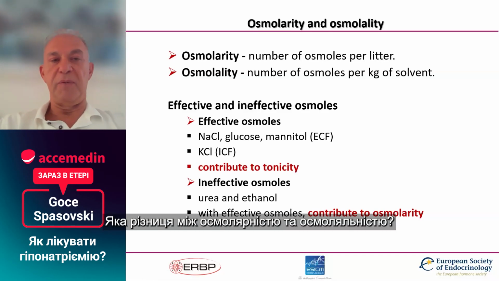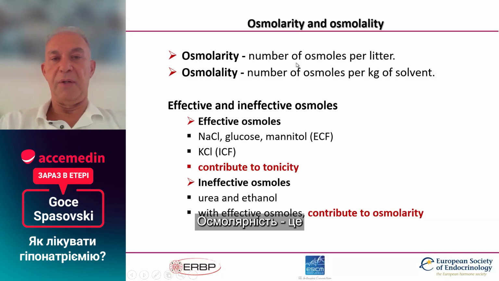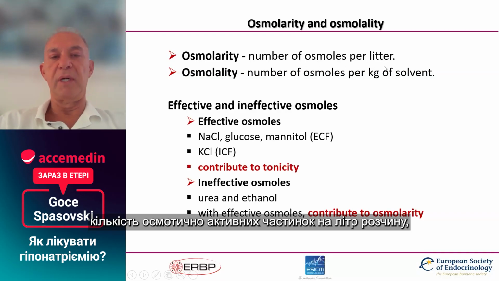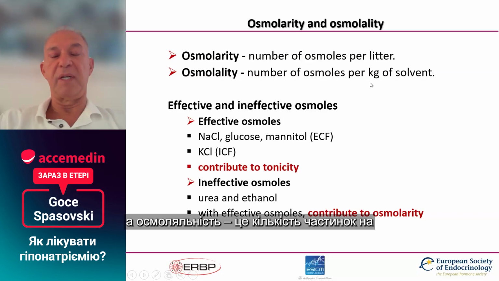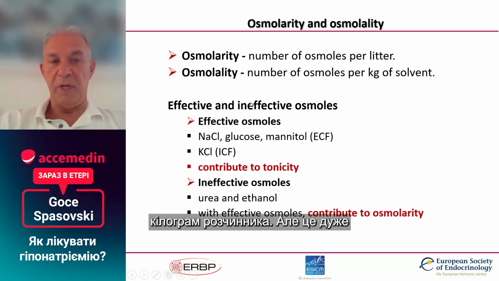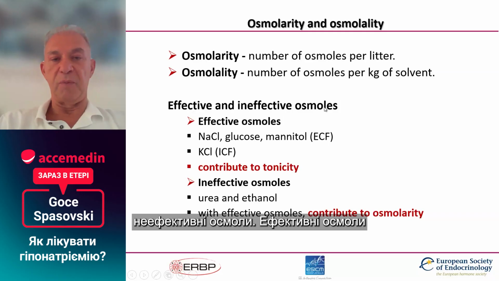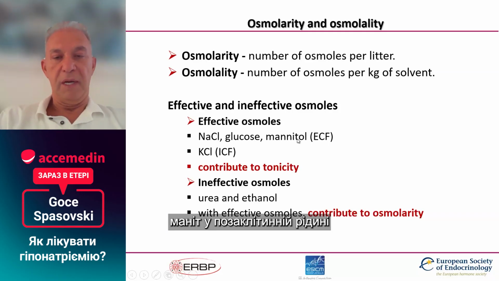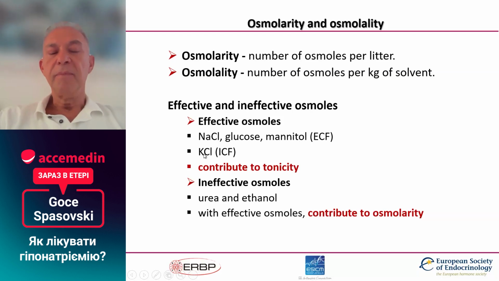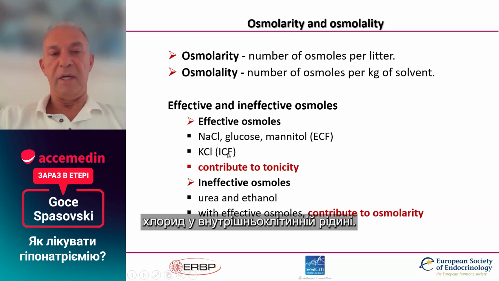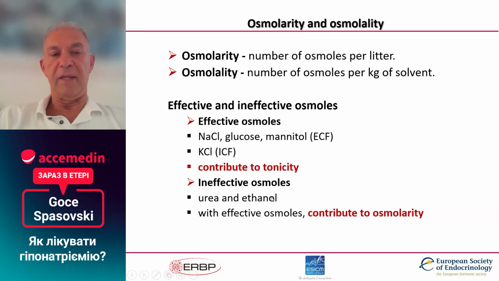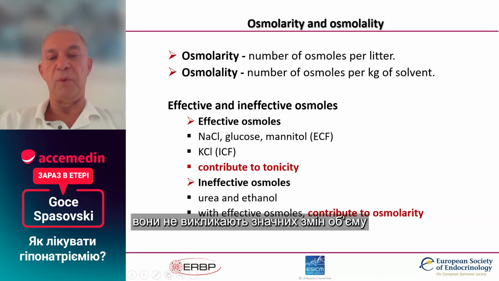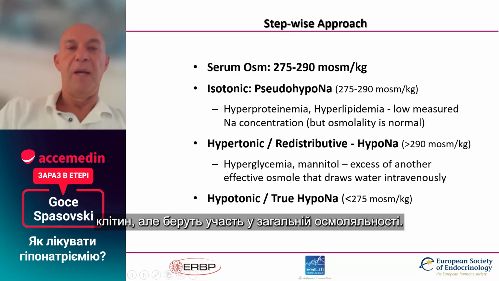Is there any difference between osmolarity and osmolality? Osmolarity is the number of moles per liter, and osmolality is the number of moles per kilogram of solvent. But a very important issue is effective and ineffective osmoles. Effective osmoles are sodium chloride, glucose, and mannitol in the extracellular fluid, and potassium chloride in the intracellular fluid, and they contribute to tonicity. Ineffective osmoles, urea and ethanol, together with effective osmoles contribute to osmolality as well.